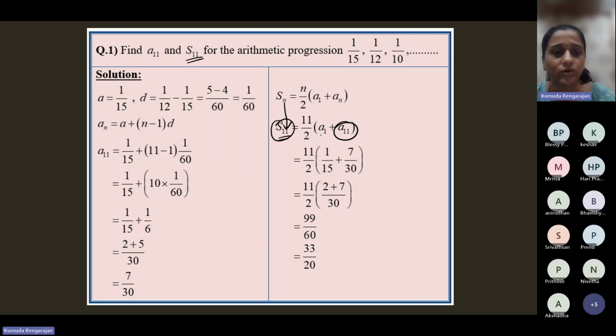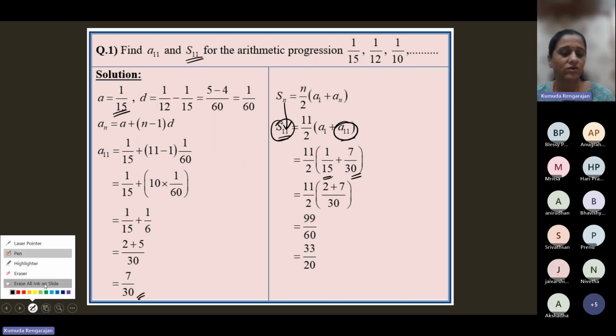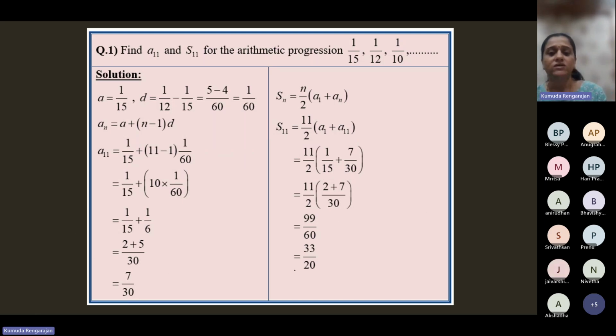So 11 by 2 into A1, the first term, 1 by 15, and the 11th term we found here, 7 by 30. After that, you know how to simplify. So the sum of the first 11 terms, A1 plus A2 plus A3 and so on till A11, of this AP is 33 by 20.